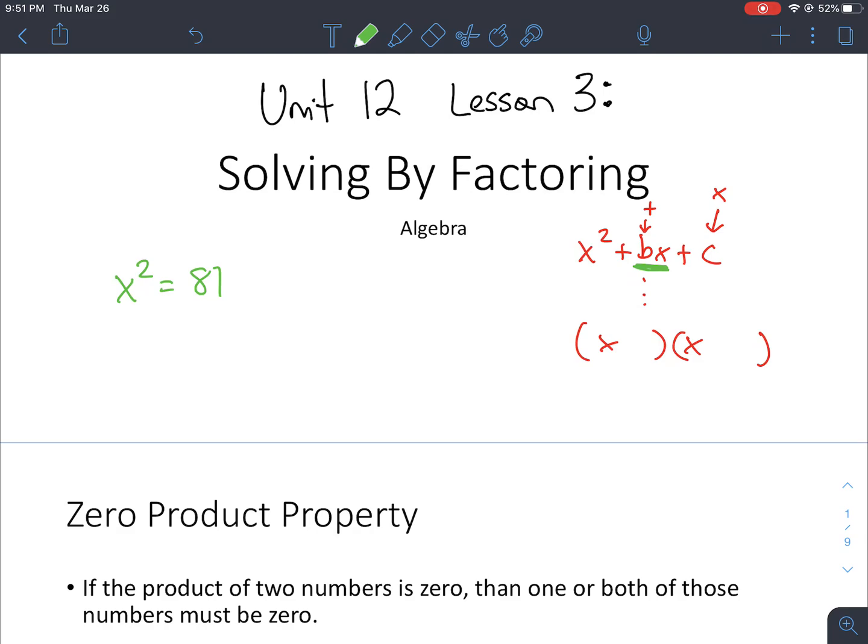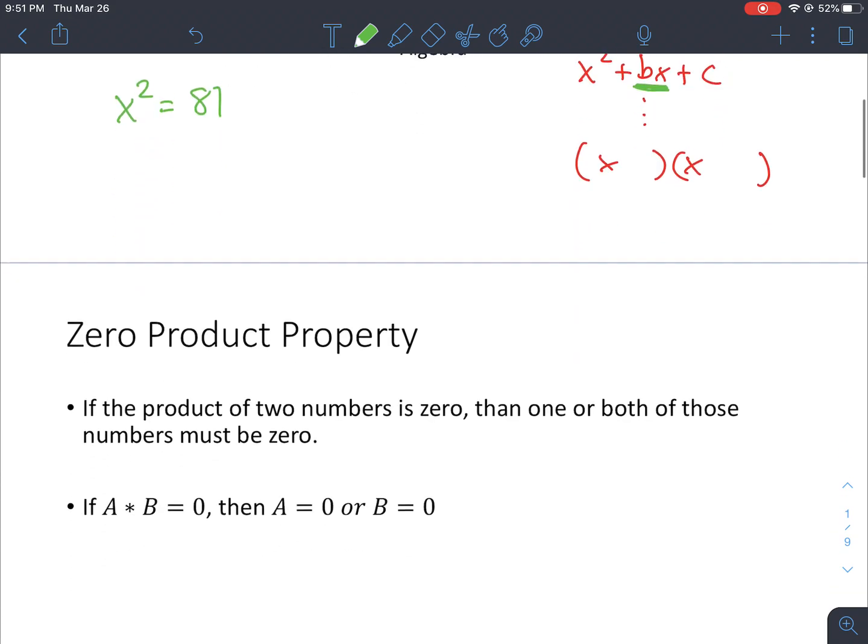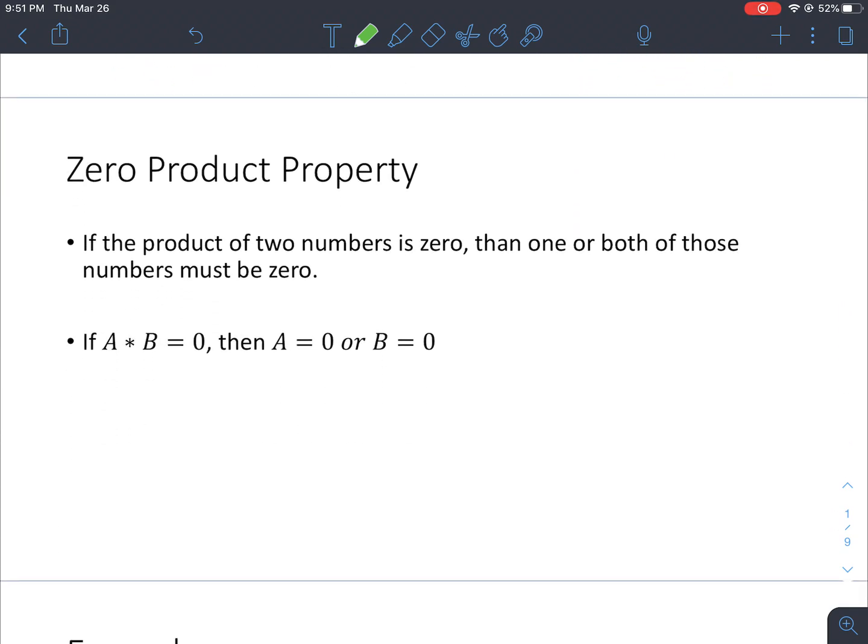But before we do that, we want to first talk about a very, very important mathematical property, which is called the zero product property. Zero, obviously, just being a number. Product means multiply. And a property is just simply a mathematical concept that we follow.